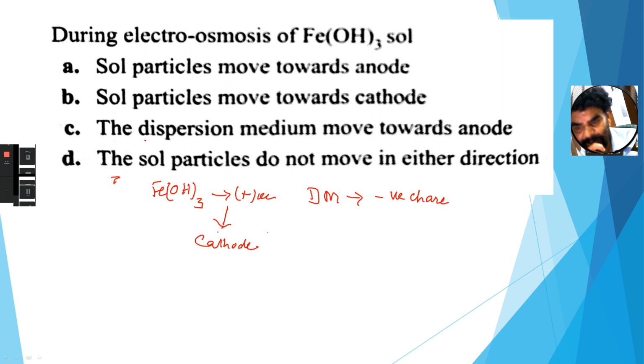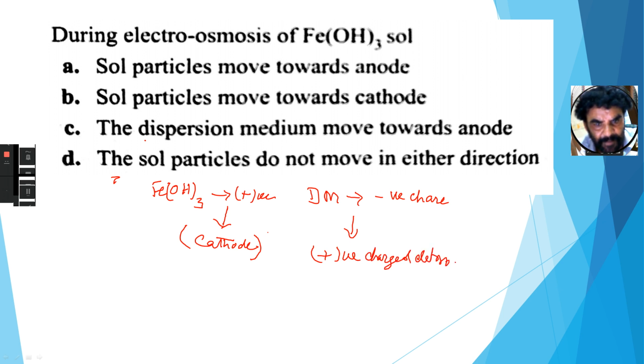But in electroosmosis, by using semi-permeable membranes, we do not allow the colloidal particles to move. They are stationary. The dispersion medium is negatively charged, so it moves towards the positively charged electrode, that is the anode. The colloidal particles are not allowed to move.